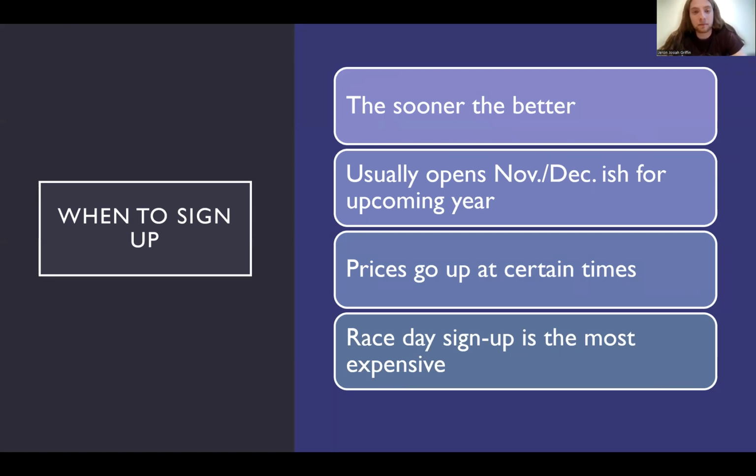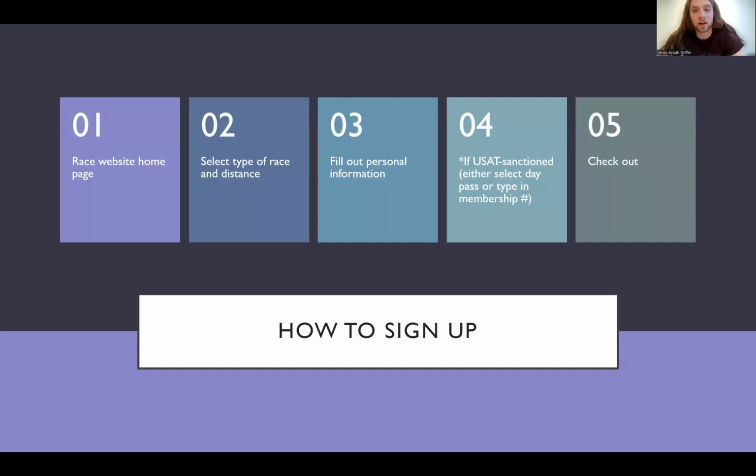So here are the main steps of signing up. Go to the website, select the type of race and distance, which we talked about earlier. Then you're going to fill out all your personal information. A lot of times it'll ask for emergency contacts, which is definitely important to have. I crashed last summer, so Mom was not happy about that one.